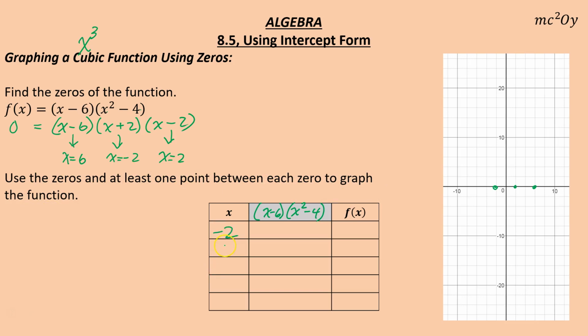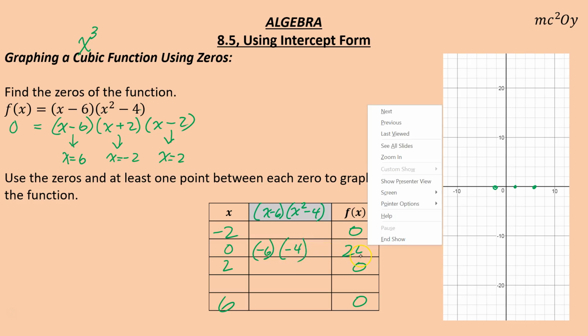Negative 2, I'll skip because I need a point in between. There's my 2 and my 6. I know that when I put negative 2 in, I'm going to get 0, and when I put 2 in, I get 0, and when I put 6 in, I get 0, because of the factored form up here. But in between negative 2 and 2, a point would be 0. When I put 0 in for x, 0 minus 6 is negative 6, and 0 squared minus 4 is negative 4. That gives me negative 6 times negative 4, or 24. So I get 0, 24.